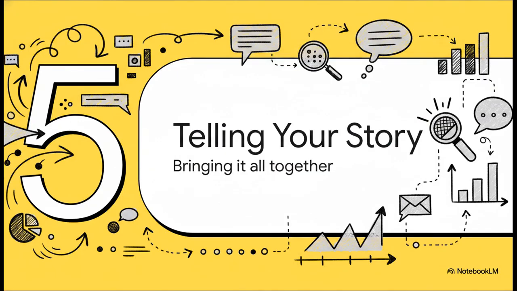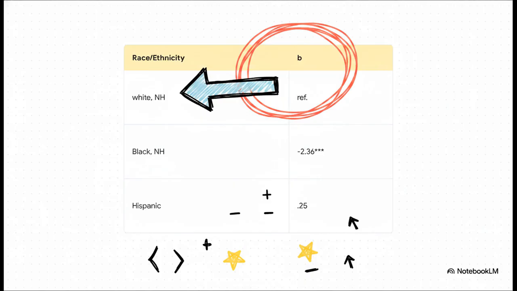And that brings us to our final section, telling your research story. This is where we bring everything together. So when you're writing up your paper or your report and you build your results table, don't make your readers guess what you did. As this example shows, you should always clearly label which group was your reference group. It's a simple little note that makes your whole analysis transparent and super easy for others to follow.